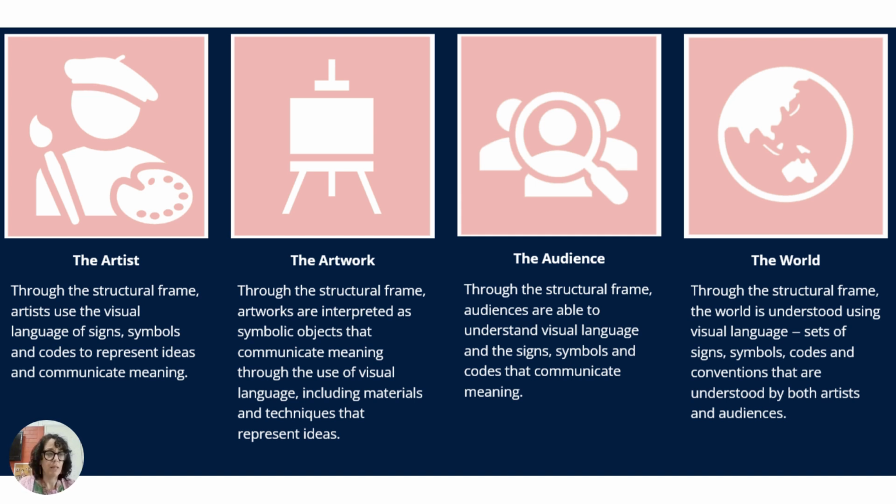It could be in relation to things like gender. It could be in relation to things like religion. It could be any kind of symbol that has some sort of meaning. The artwork itself, through the structural frame, we interpret as a symbolic object that communicates meaning through the use of visual language, including the materials and techniques that represent ideas.